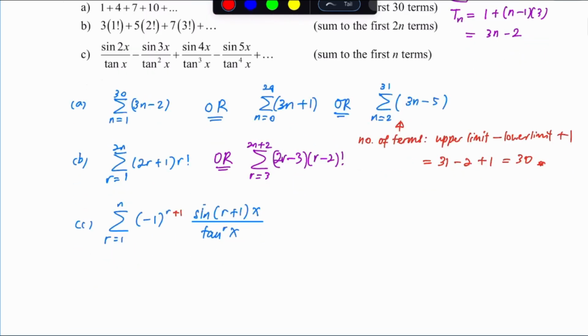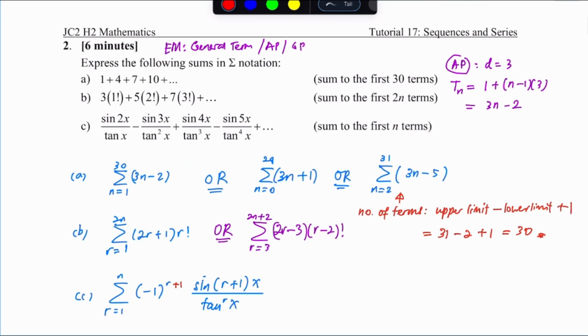Question 2? Okay, anyone still need to write anything?